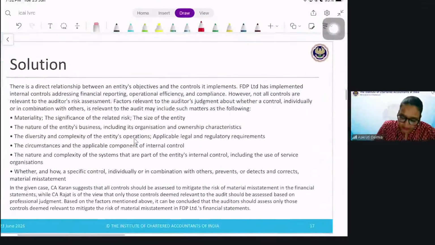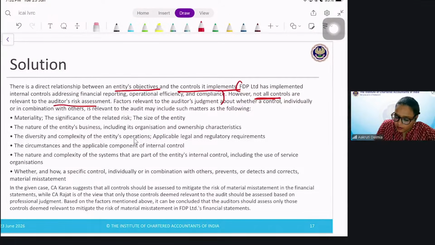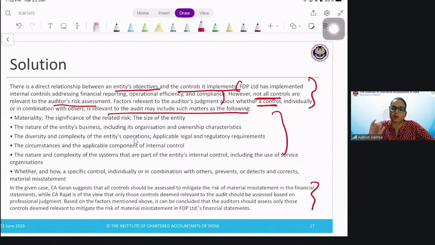So very simple, there is a direct relationship between an entity's objectives and the controls it implements. FDP Limited has implemented internal controls regarding everything. This is the same as in the question. However, not all controls are relevant to auditors' risk assessment. Factors relevant to auditor's judgment about whether a control individually or in combination is relevant may include the following matters. It's actually direct, but this part you have to understand and analyze on your own. But this is clearly given.